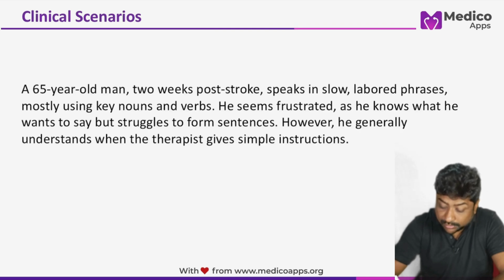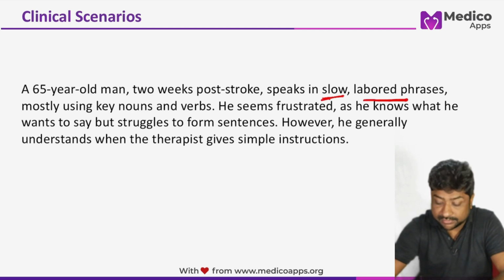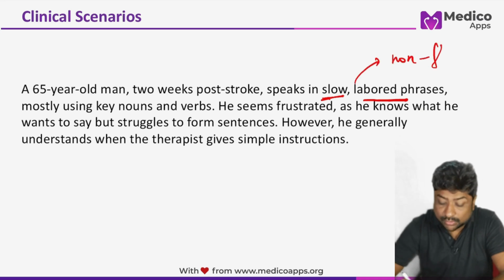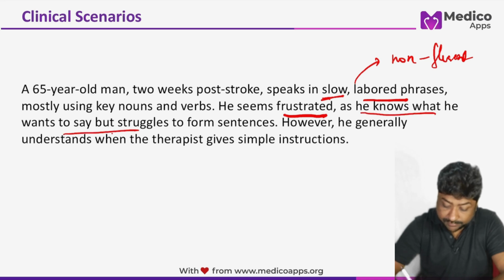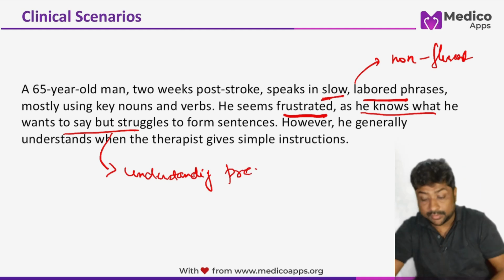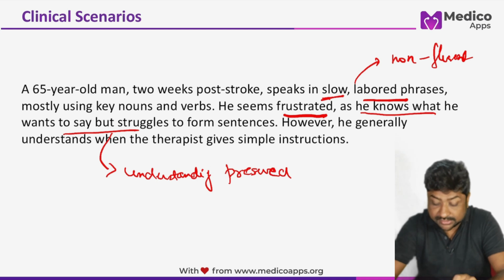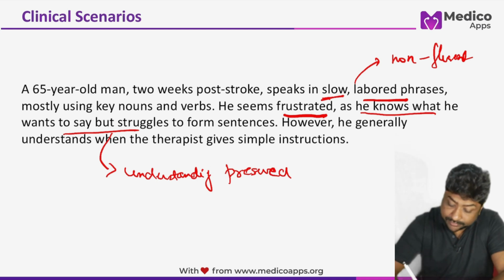A 65-year-old man, 2 weeks post-stroke, speaks slow, labored phrases. So is this fluent or non-fluent? Remember, this will be the non-fluent type, mostly using key nouns and verbs. He seems frustrated as he knows what he wants to say, but he struggles. So his understanding is preserved.